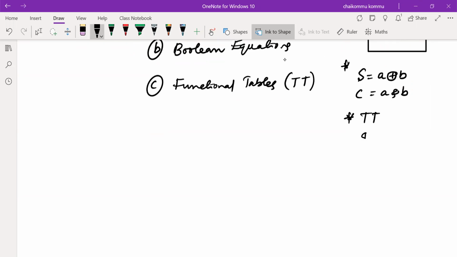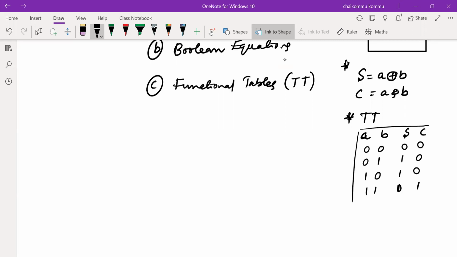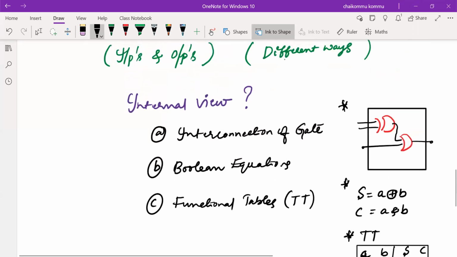Or for example, A you write here, B you can write here, sum here, carry here. If you write 0, 0, then 0, 0 will be the answer. If you write 0, 1, then 1, 0 will be the answer. If you write 1, 0, then 1, 0 will be the answer. If you write 1, 1, then 0, 1 will be the answer. So by looking at this truth table also, we can understand the internal view of the circuit, right? Is it clear to all of you?